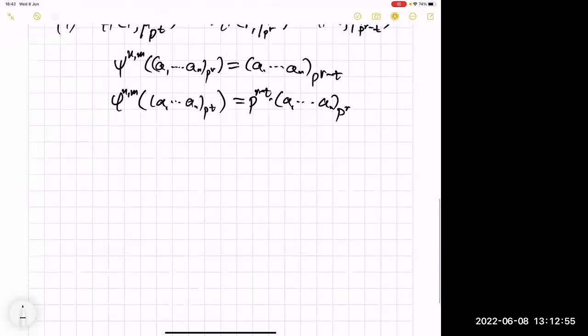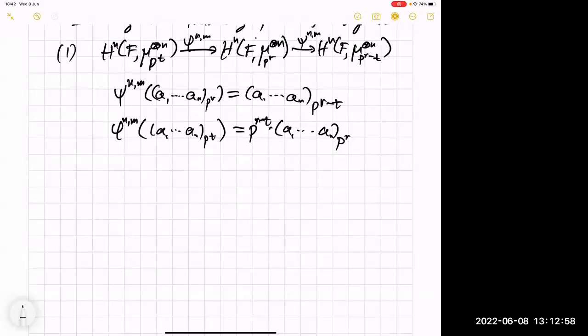So what can we say? We have this exact sequence, and we know that if an element is in the kernel of the right map, it has to be in the image of the left map. So this is what we mean, and the left-hand side is generated by symbols of degree p^t. So this will mean the symbol length of degree p^t.